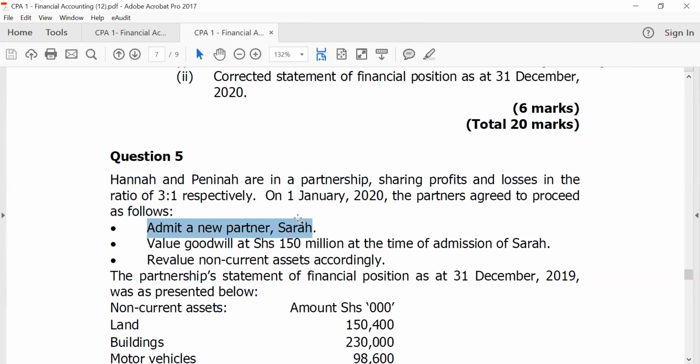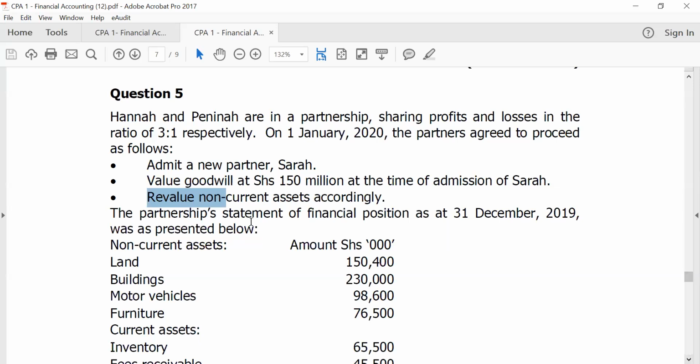Now, one of the things that you need to take from here, like I've told you, is that revaluation comes in when a new partner comes on board, okay? So we have goodwill coming through, but also revaluation happening. So they're telling us to value goodwill at 150 million at the time of admission of Sarah. And then we're supposed to revalue our non-current assets accordingly.